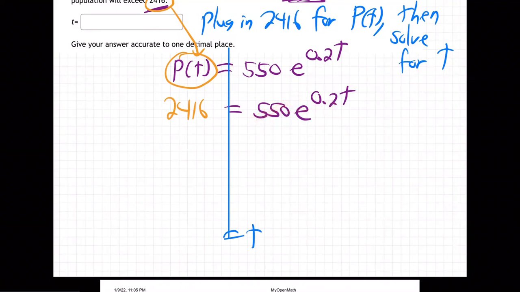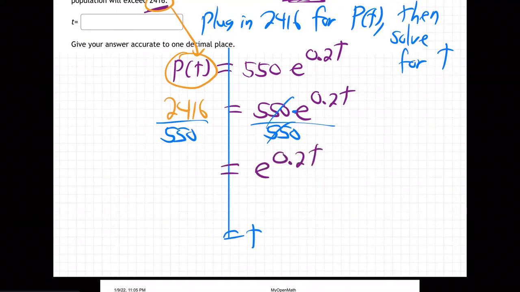How do you get rid of that 550? Should I subtract 550? You can tell by my tone, no. Why not? What do you do? Divide, because that 550 is times, right? It's not added. We can't subtract it. It's times, so we divide it. So divide both sides by 550. And it's gone. We're getting a little closer. And then just use your calculator on that other side. Divide 2416 over 550 and see what you get.